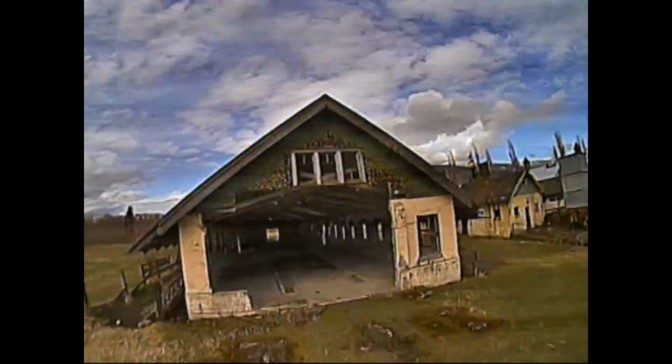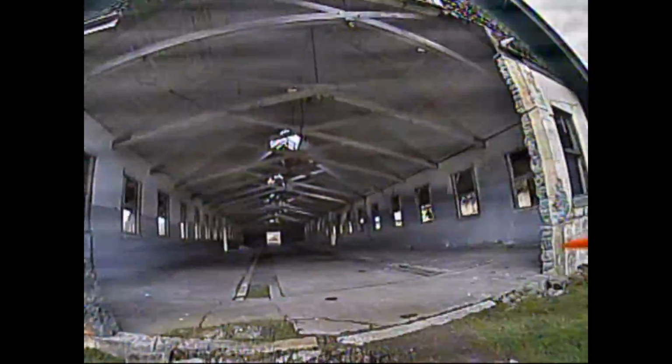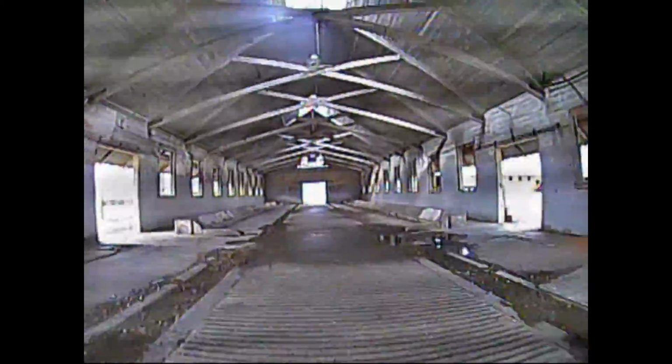Going into the second building. You have a straight air shot there. Now you should be out of direct radio. And we lost it. Okay, did you land it? Yep. Let's go look for the crack.